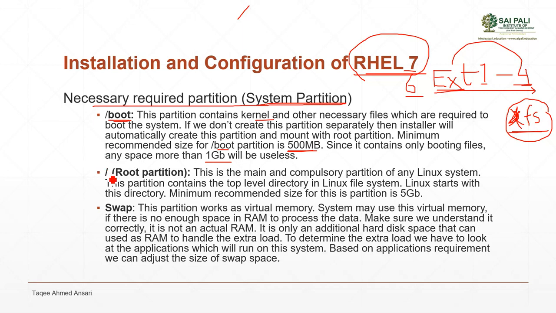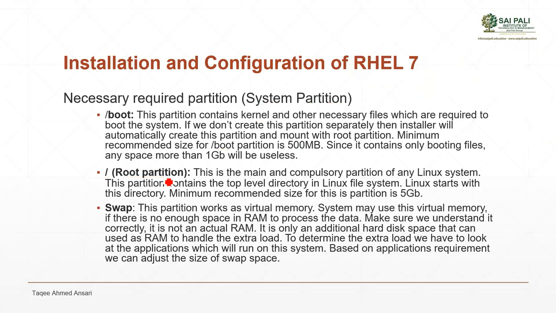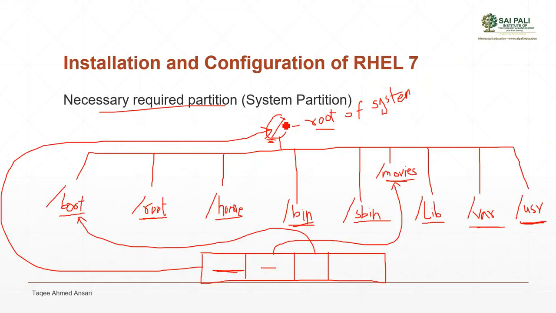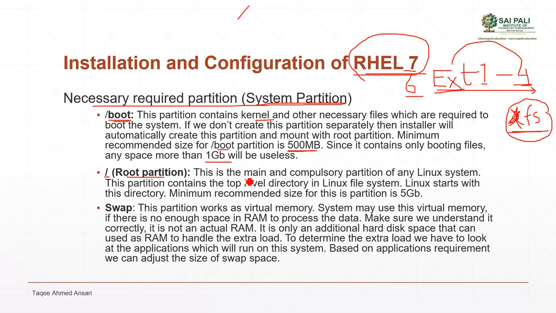Then the second important partition which comes under the system partition is slash, the root partition. Remember, if you don't create any partition for anything else, it will store everything into this root. Every data in your system will go to root, and it needs a big space. So this is the main and compulsory partition on any Linux system.